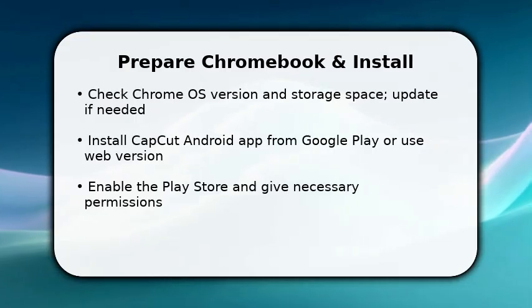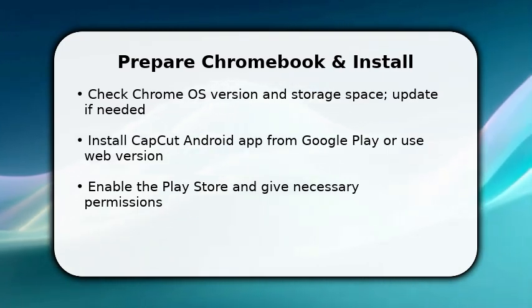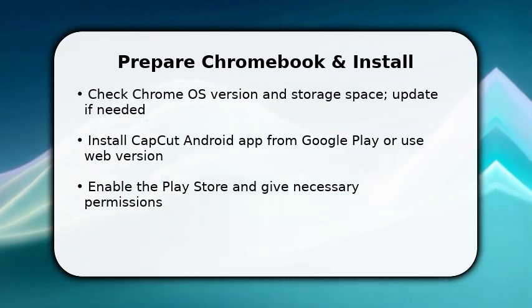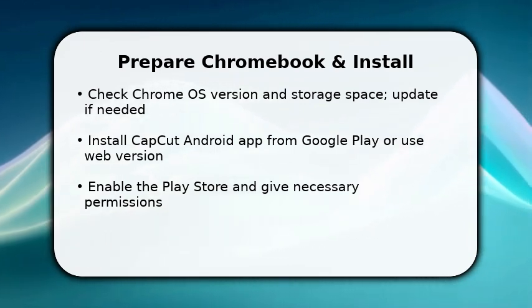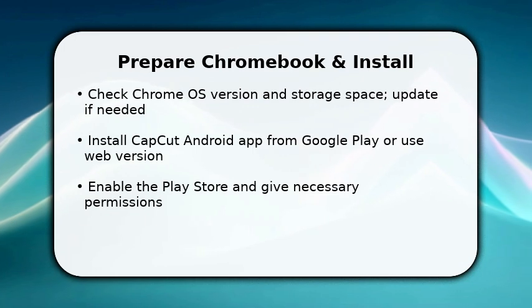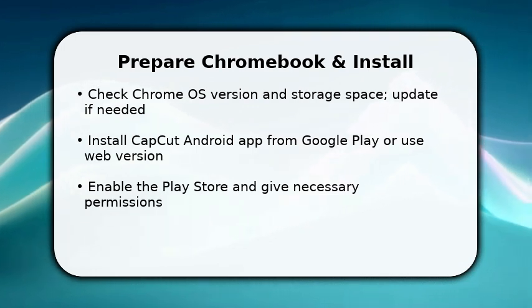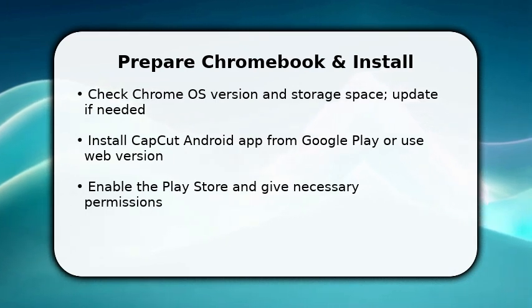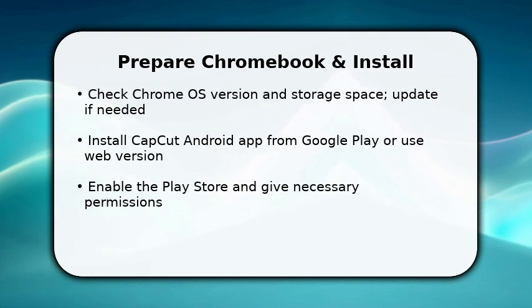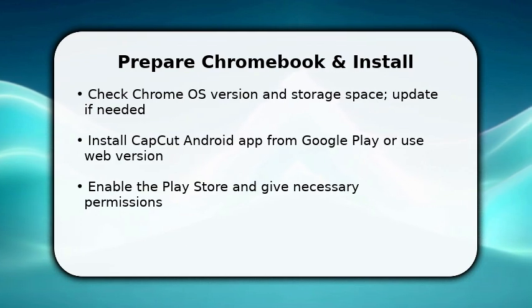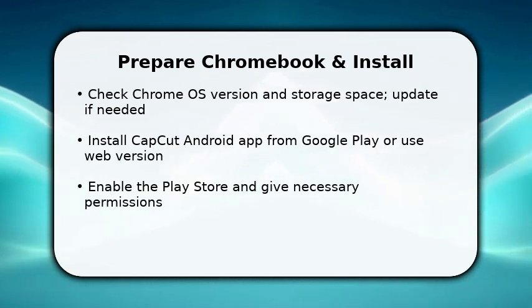You start by making sure your Chromebook is updated and has enough storage. This prevents install errors. Once done, open the Play Store and install CapCut or navigate to the web app if preferred. Make sure to enable Android apps in Settings and grant camera, mic, and storage permissions so media imports and exports work correctly. If you're using the web version, sign in to sync projects. Otherwise, set CapCut's default save location to local or Google Drive to keep files organized.